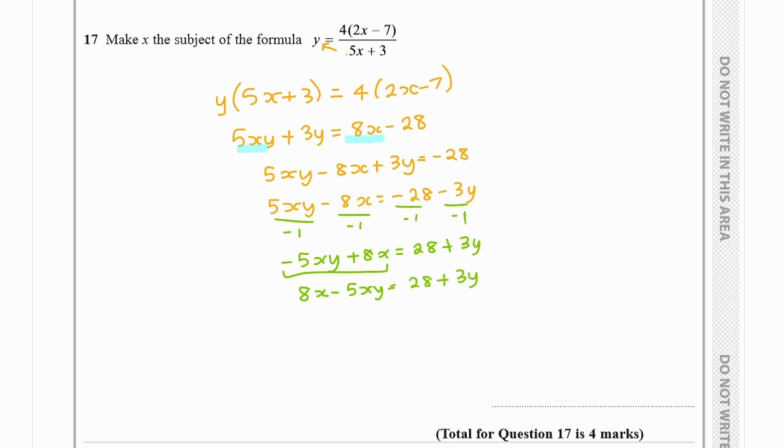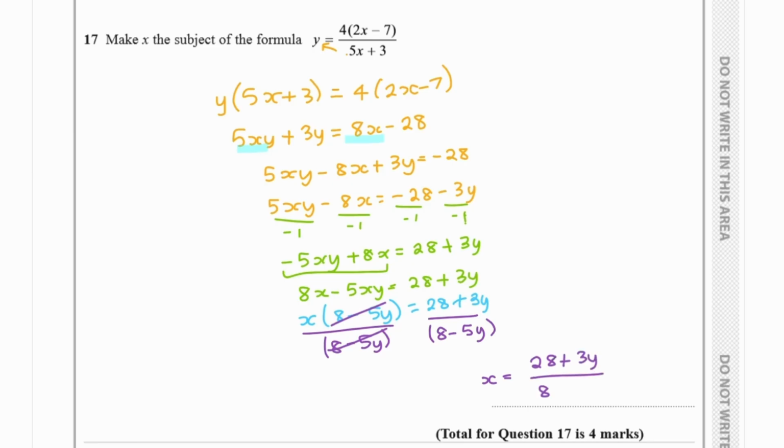So to make x the subject, because x is in two terms, we can factorize x outside, so we put x and a bracket. To make x into 8x, we would have to multiply by 8, so in the bracket we put 8 and minus 5y, and this is equal to 28 plus 3y. We can now divide both sides by 8 minus 5y. So if we divide that, the brackets on the left-hand side cancel out, and we are left with x is equal to 28 plus 3y divided by 8 minus 5y.